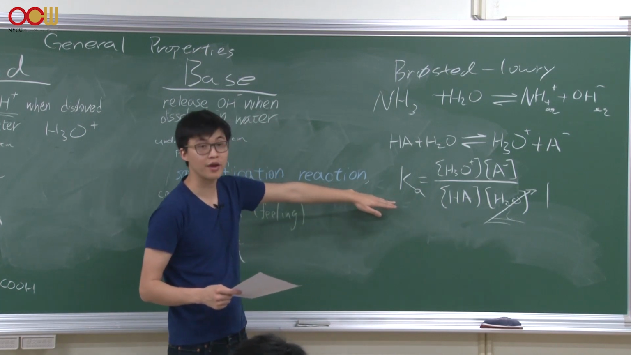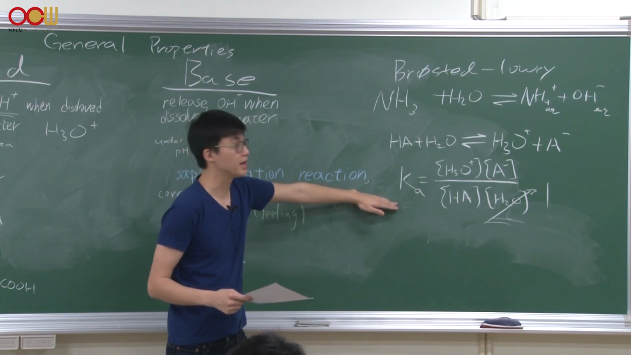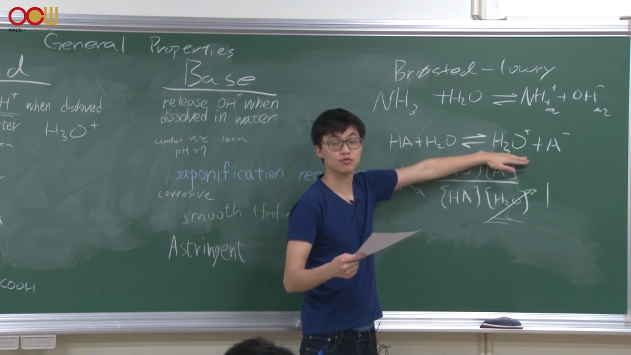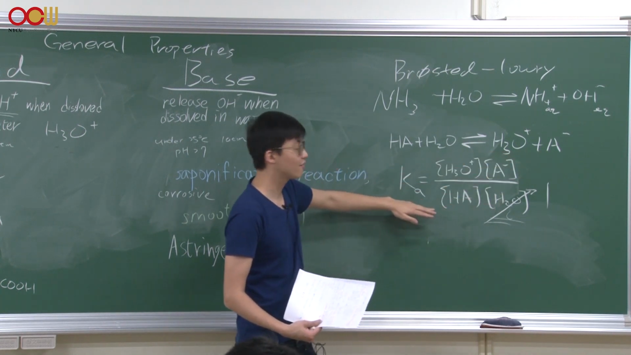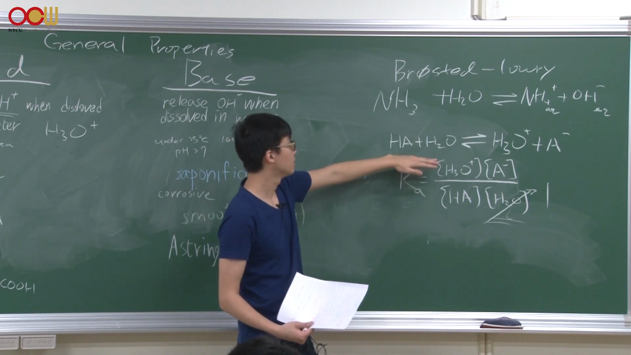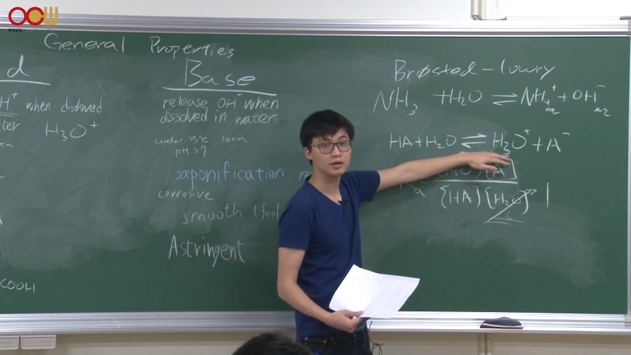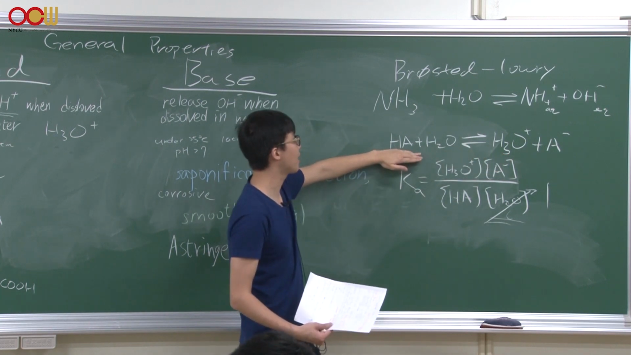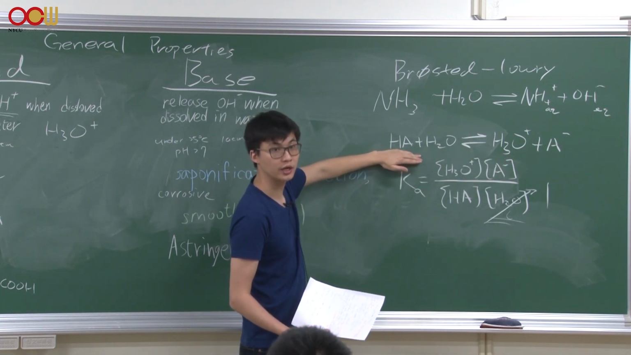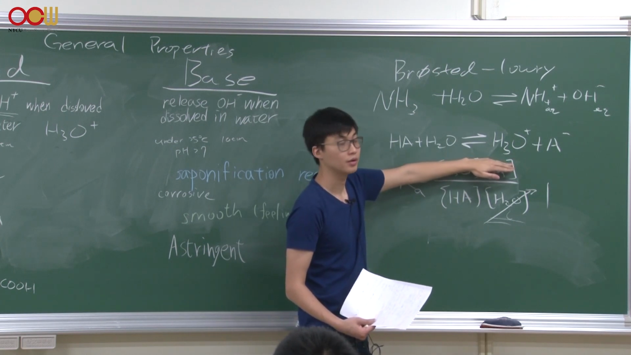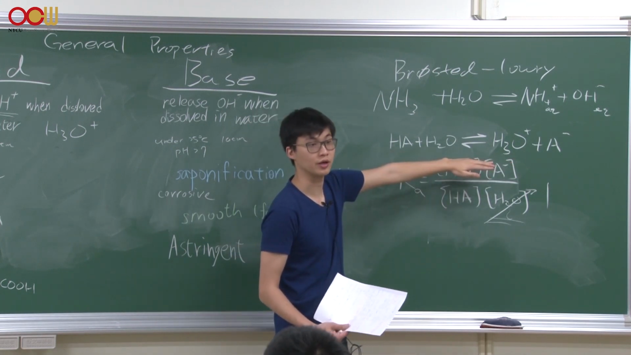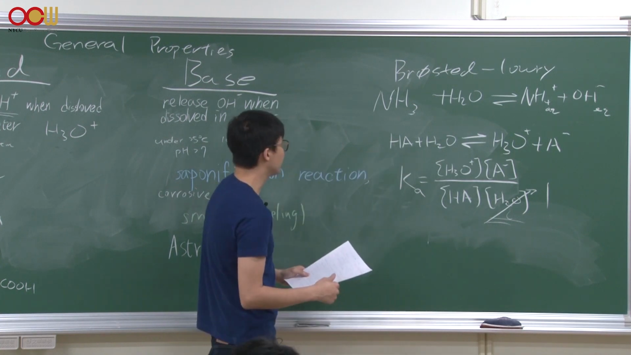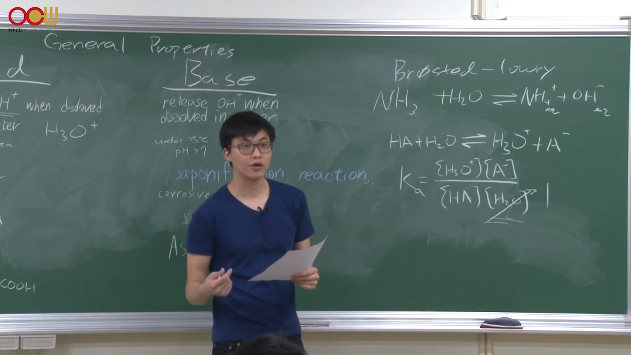So when we have a very large K, that means we have a lot of hydronium, so that is a strong acid. When we have an intermediate K, it is a weak acid. That means a lot of that weak acid did not dissociate into hydronium ion, does not produce hydronium. It only stays at its original state. And for strong acids, generally they have a very large Ka.